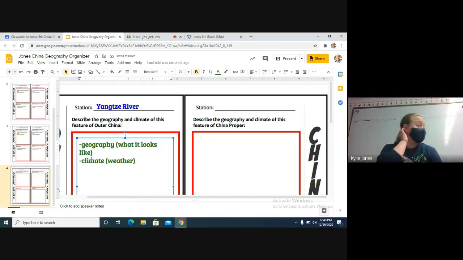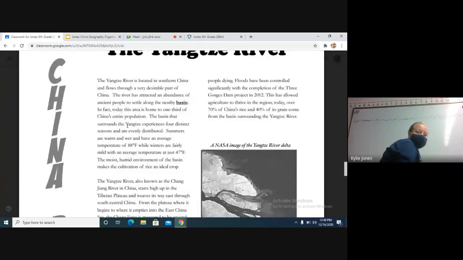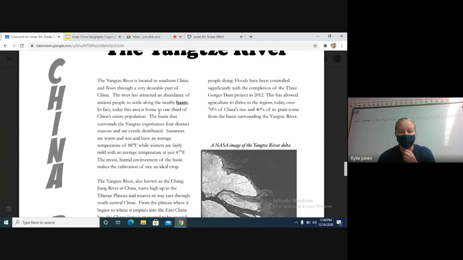Okay. So on this one again, you guys will be answering what the geography looks like, as well as what the climate is like. Okay. So I'm going to go ahead and start reading this one. The Yangtze River is located in southern China and flows through a very desirable part of China. The river has attracted an abundance of ancient people to settle along in the nearby basin. In fact, today this area is home to 1/3 of China's entire population.